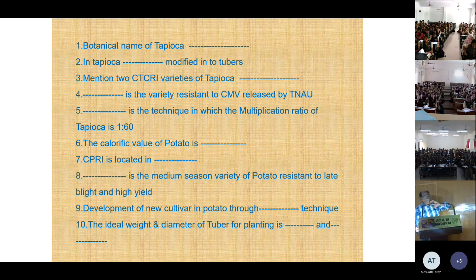And the calorific value of potato is 76 to 528 calories. CPRI is located in Shimla, Himachal Pradesh. The potato variety resistant to late blight and high yielding is Kufri Anand. The development of new cultivars in potato is through the TPS technique, true potato seed technique. The ideal weight and diameter of the tuber for planting is almost 30 to 40 gram with 2.5 centimeter in diameter.